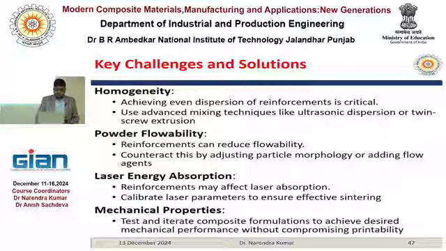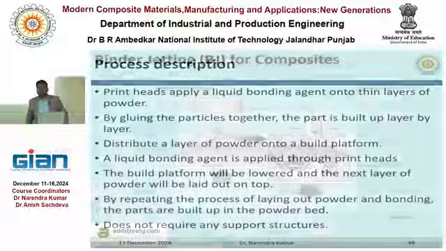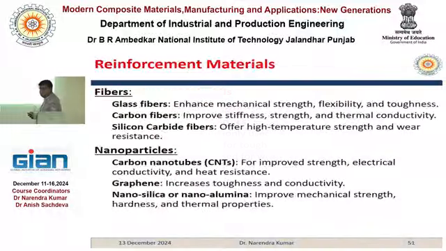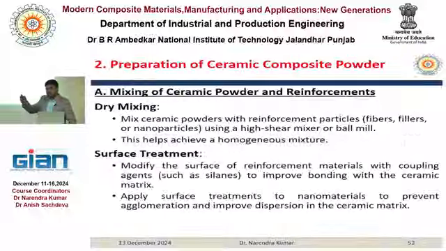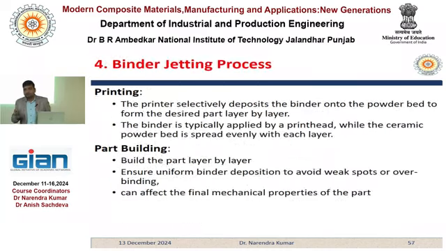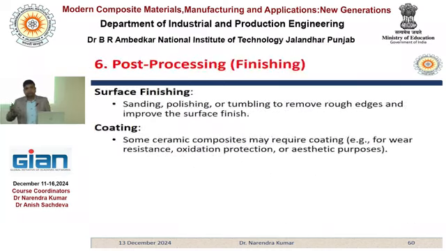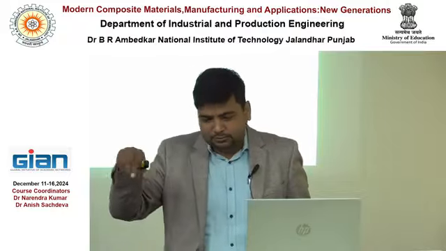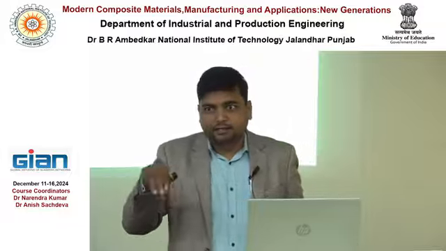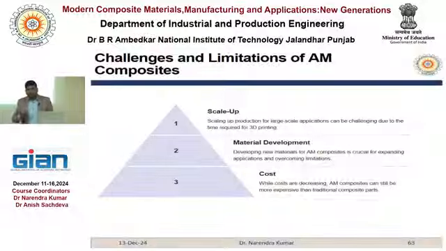So I'm going to skip this. Let me tell you the challenges and limitations of AM composites. So the first challenge is scale up, because with an injection molding machine we can produce components at mass level, but with this the process is too slow. Initially you have to prepare the composite, then slowly it will make the component by adding material in layer form. So scale up is one of the issues.